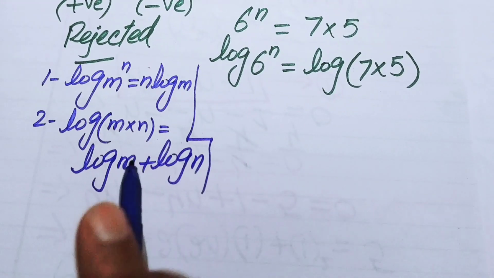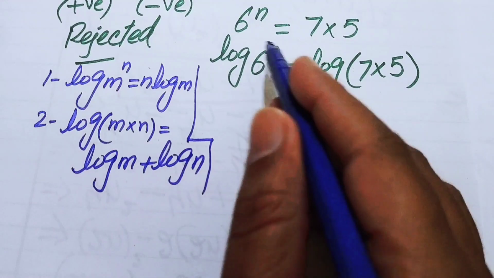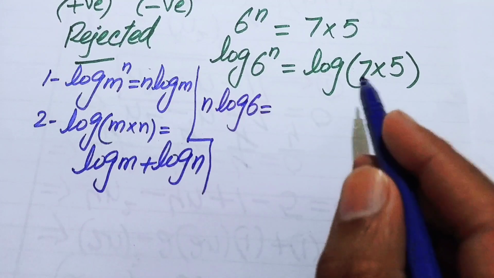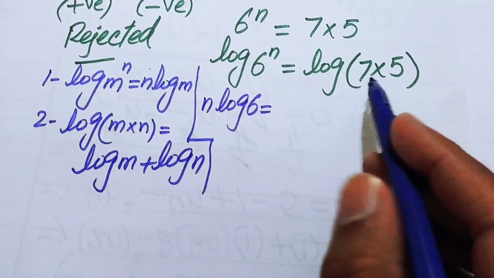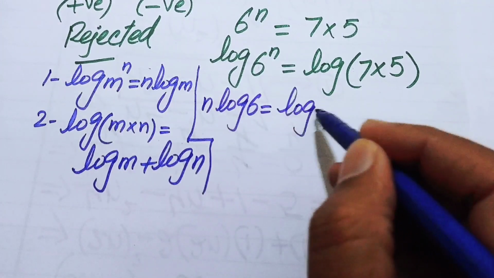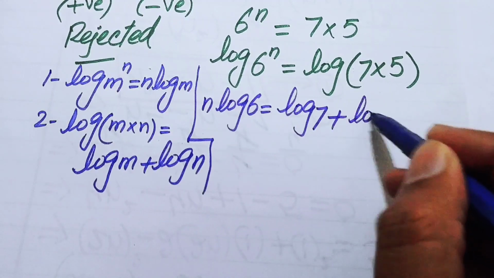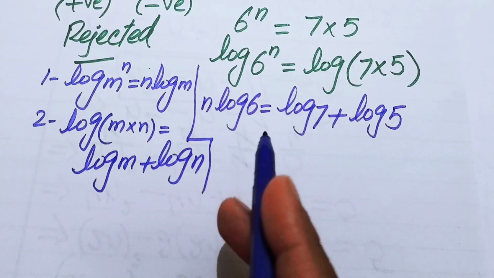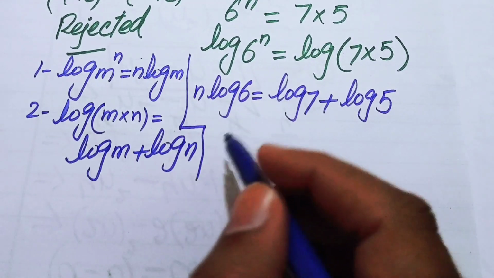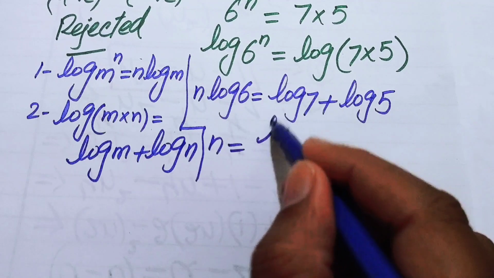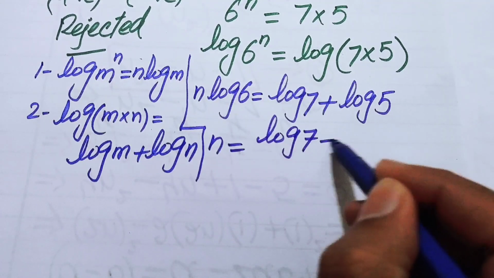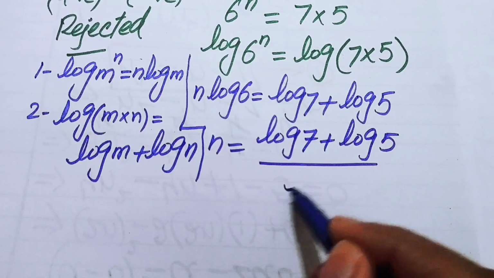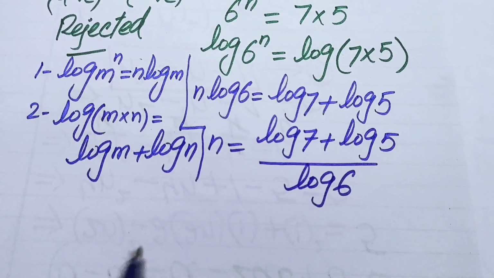Now first I use the first property on the left hand side. The exponent becomes n times log 6, and we take the log separately on these two terms and add them, and we get log of 7 plus log of 5. And now we can move this log 6 to the right hand side and we get the value of n equals log of 7 plus log of 5, and this whole over log of 6.